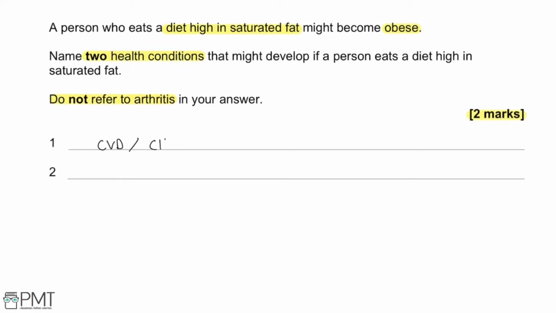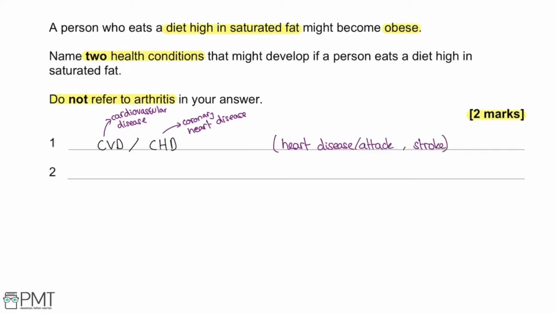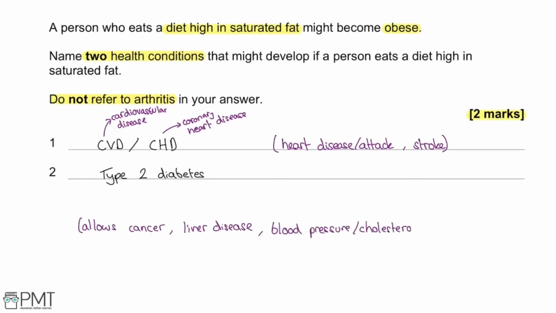The first thing you can talk about here are heart diseases. So this might be cardiovascular disease, which you can write as CVD, or coronary heart disease, which is written as CHD. The mark scheme will accept it if you just put heart disease or heart attack or a stroke. The second option you can put is type 2 diabetes. Aside from these main options, the mark scheme also allows cancer, liver disease, or blood pressure/blood cholesterol being too high.